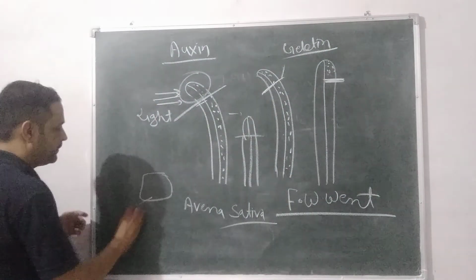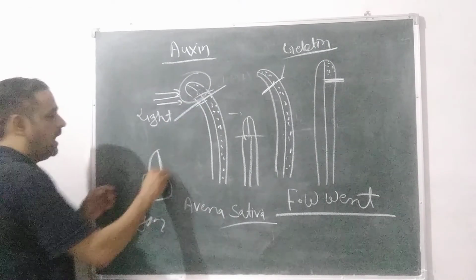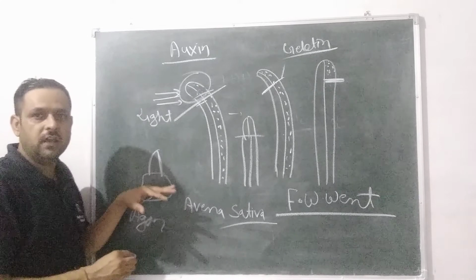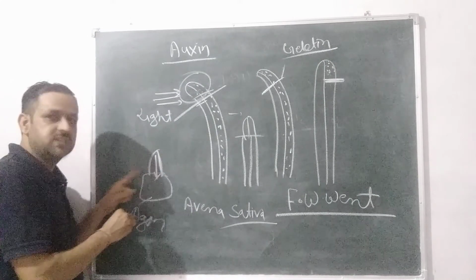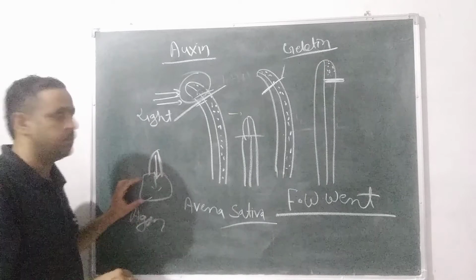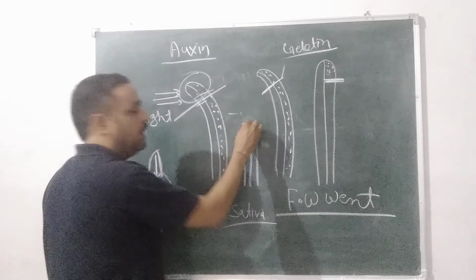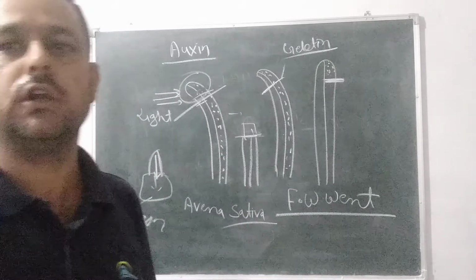After cutting the top of the coleoptile of Avena sativa, he kept it on a cube of agar. After some period of time, these chemical substances move into the agar, and whenever he put this agar piece on the coleoptile, it also showed phototropism or curve.